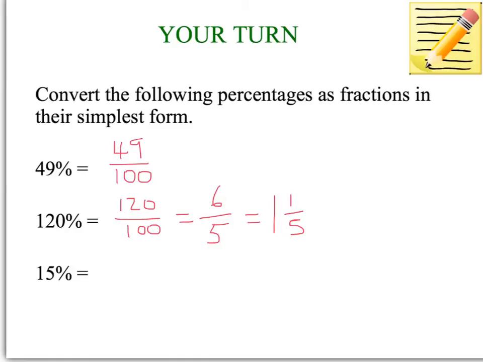Okay, the last one, 15% is 15 over 100. So then obviously they can both be divided by 5. So we need to convert this into its simplest form. So 15 divided by 5 is 3. 100 divided by 5 is 20. So the answer would be 3/20.